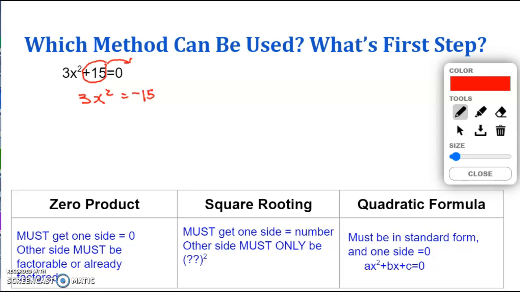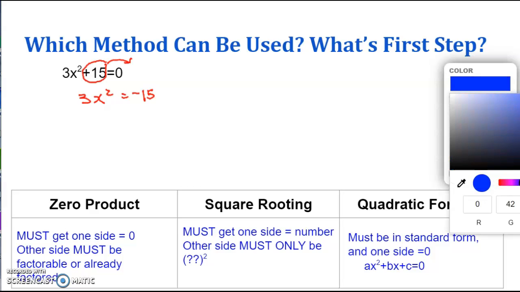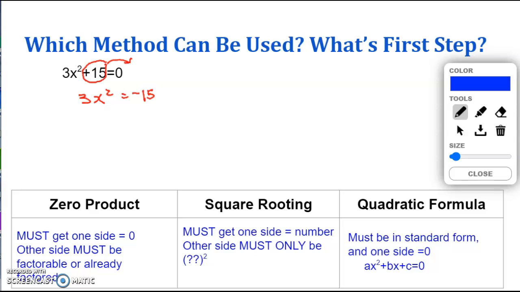Then from here, I just want something squared on the left hand side. So what I need to do is get rid of the 3. What is 3 doing to x squared? It's being multiplied, so we divide both sides by 3, and you're left with x squared is equal to 15 divided by 3 is 5, and negative divided by positive is negative.